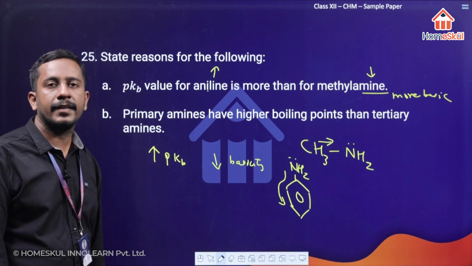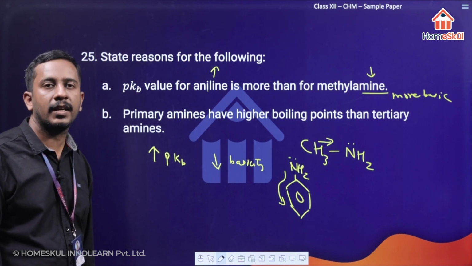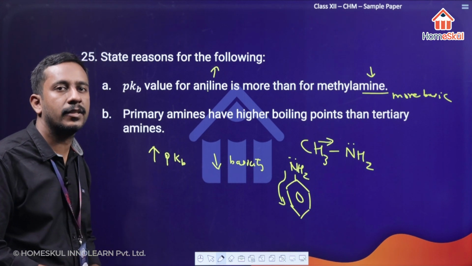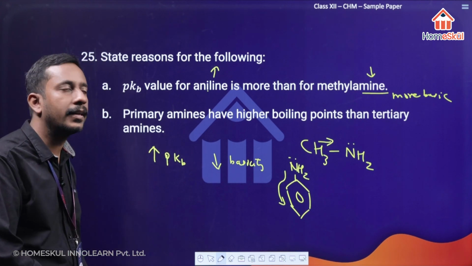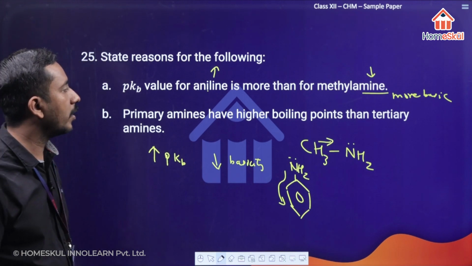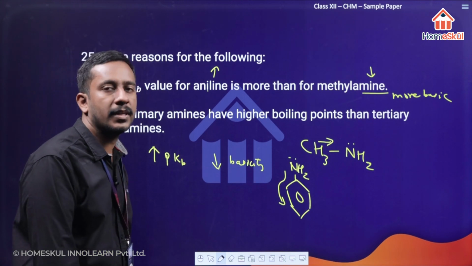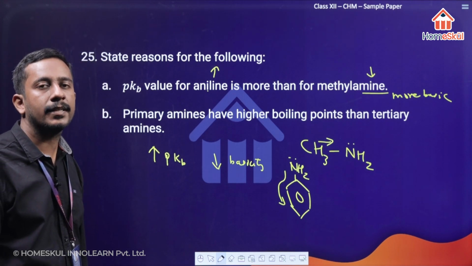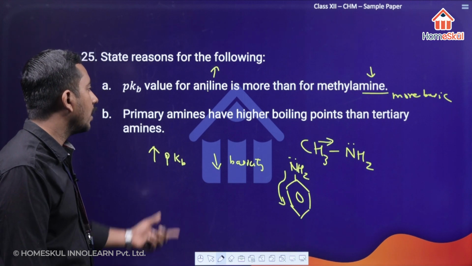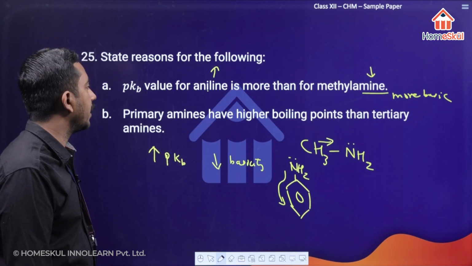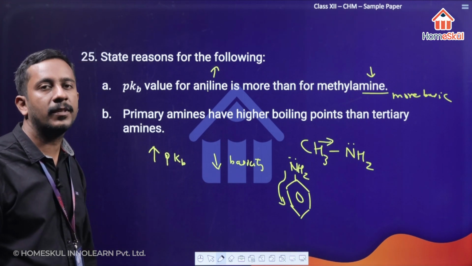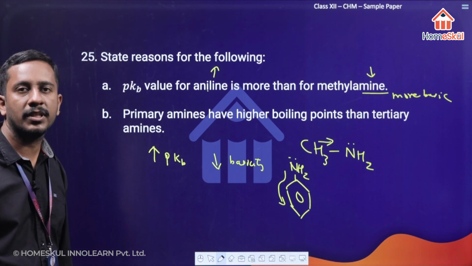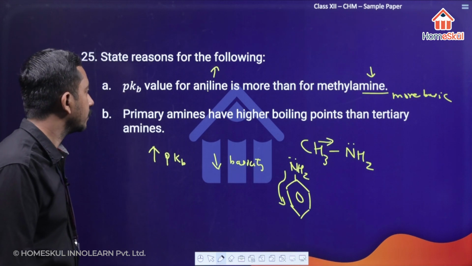Obviously, because there is hydrogen bonding happening in the case of primary amines, because we have two hydrogen atoms of one molecule that will be in hydrogen bonding with the nitrogen atom of another amine molecule. But that hydrogen bonding is not possible in the case of tertiary amines because there are no hydrogen atoms present in tertiary amines for hydrogen bonding. So the higher boiling point will be in the case of primary amines than that of tertiary amines. So that will be the explanation for the two statements that are given here.